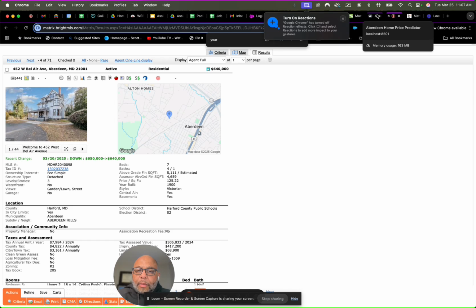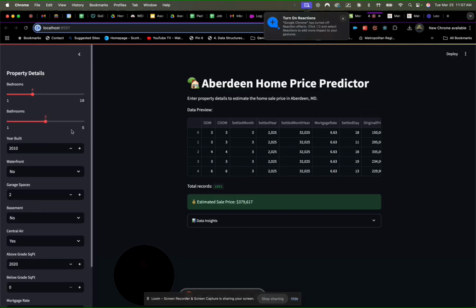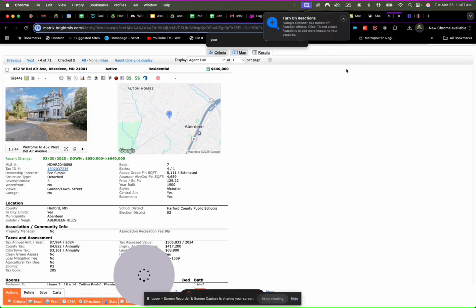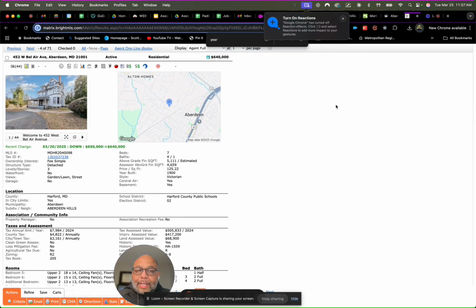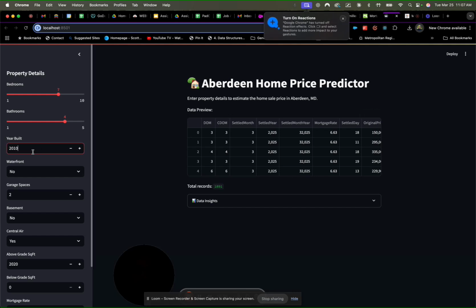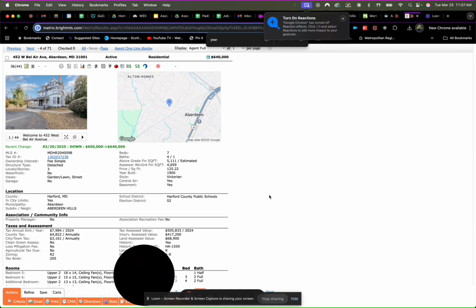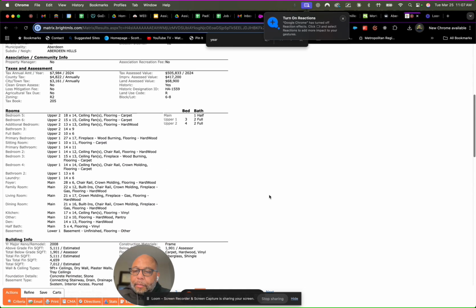And 4.5 baths. 4,659 square feet. Oh, it does go up to 7. So we have 10 bedrooms up on here. So 4 baths. That thing was built in, let's get rid of that, 1900. So that's an estimate. That's not the real year built. There's no garage there. I believe there's a basement. Let's double check. There is a basement.